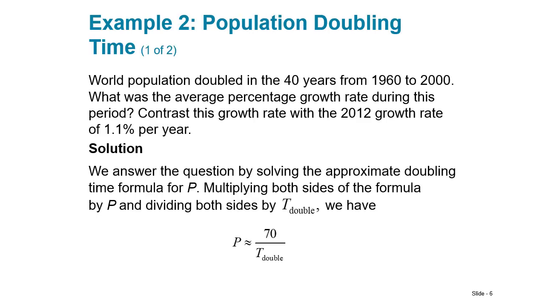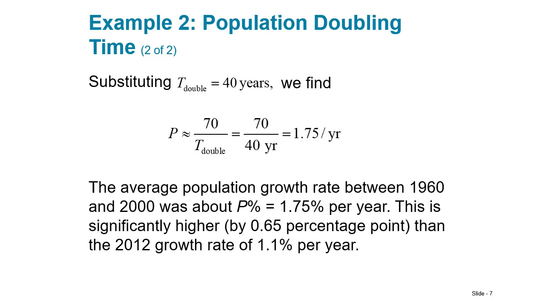If you wanted to know the approximate growth rate for the population, when we know that it took 40 years to double, we could use this approximation. We substitute in 40 years, and we find that 70 over 40 gives us 1.75 per year. So the average population growth rate between 1960 and 2000 was about 1.75% per year. This is significantly higher than the 2012 growth rate of 1.1%.